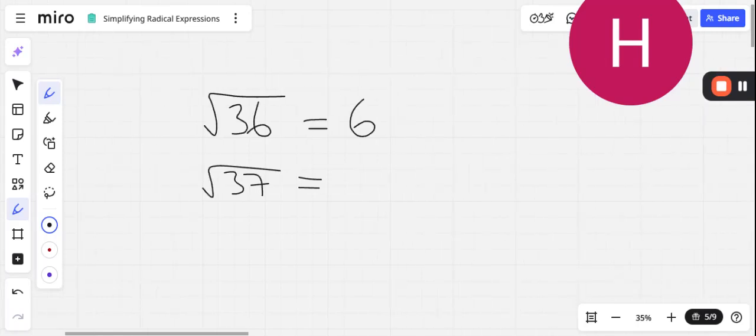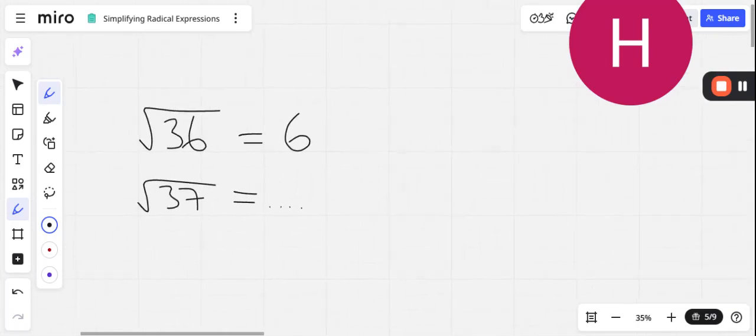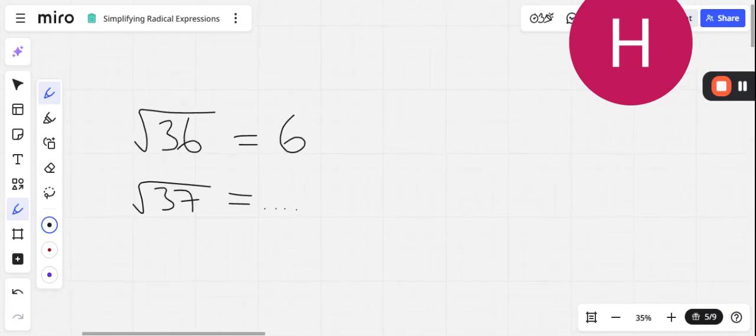So the point is that we only have whole numbers whenever the number inside of a square root is a perfect square, meaning there's a whole number that multiplies to itself. Something like 49 in a root, for example, would be 7, because 7 times itself is 49. Any number in between 36 and 49 will not come out to be a whole number.